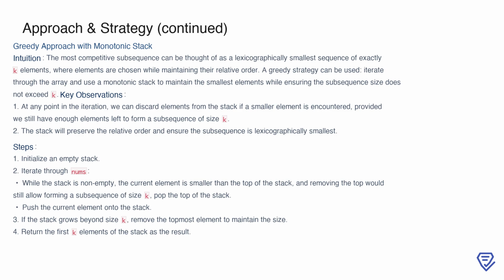The key observations driving this approach are that we can discard elements from the stack if doing so results in a smaller lexicographical sequence, as long as there are enough elements left to complete the subsequence. The steps are straightforward: initialize an empty stack, iterate through the array, and push or pop elements based on these rules. Finally, return the first k elements of the stack as the result. This method guarantees that we maintain the relative order of elements while dynamically constructing the optimal subsequence.